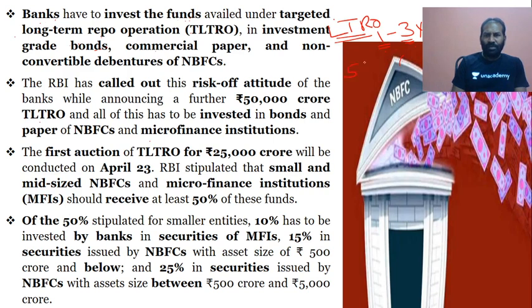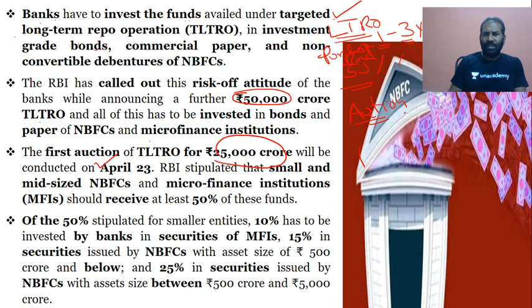So when I am saying purchasing the bonds, it happens when the auction takes place. The auction takes place for the LTRO itself, and through the LTRO the RBI wanted to infuse 1 lakh crores of rupees, and for the first they wanted to go ahead with 50,000 crores of rupees. Out of this 50,000, the first 25,000 auction will take place on April 23rd.